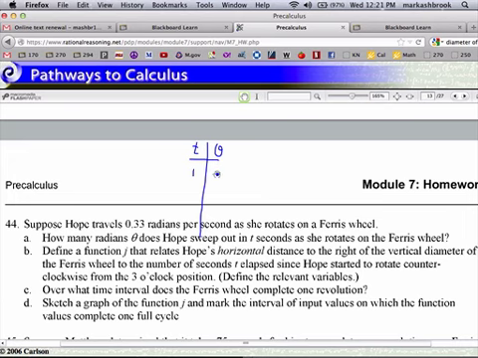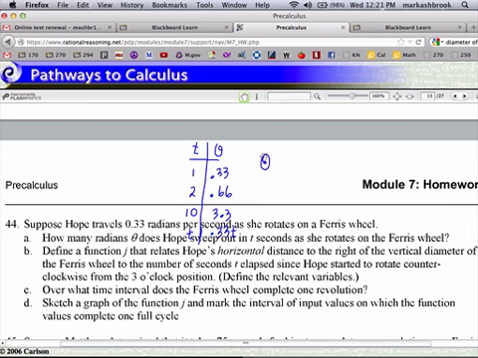So after 1 second, how far will the Ferris wheel have rotated? 0.33. After 2 seconds? 0.66. After 10 seconds? Every second, what does the Ferris wheel do? It goes 0.33. So in 10 seconds, it will have rotated 3.3. How about in t seconds? In t seconds, 0.33 times t. 0.33 t.